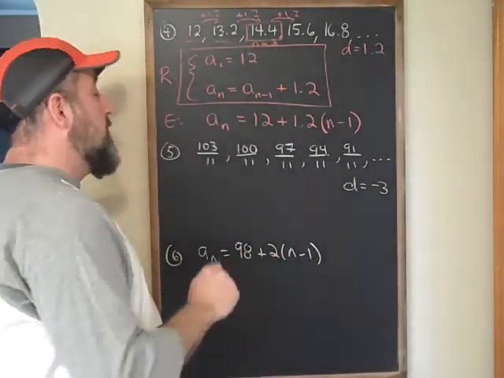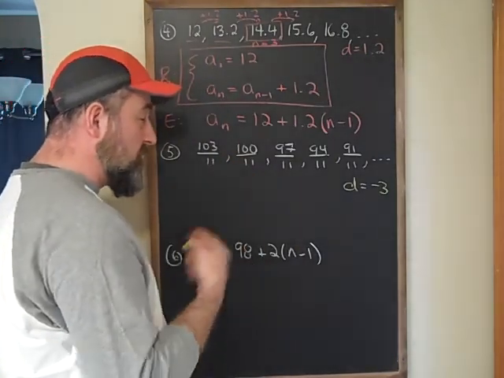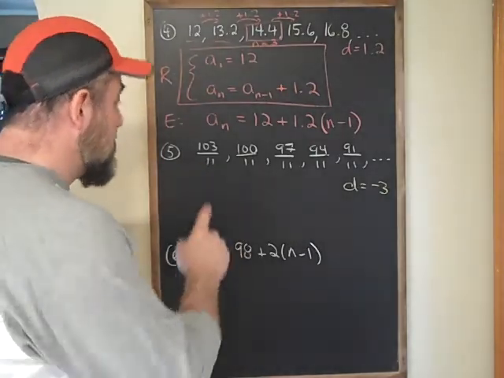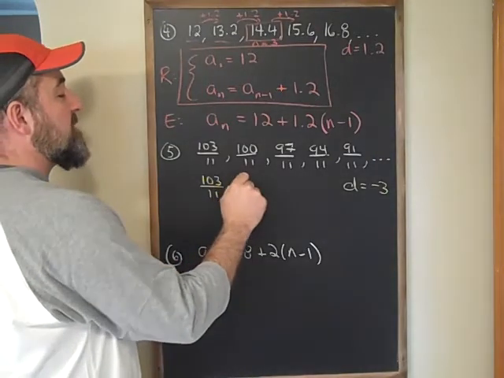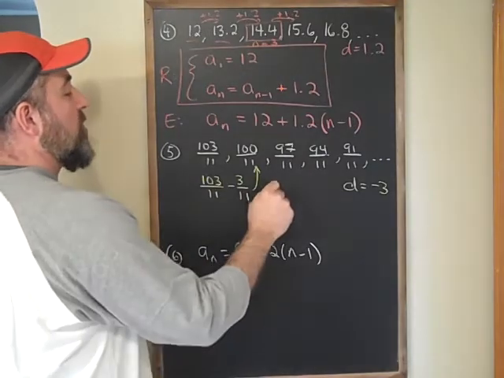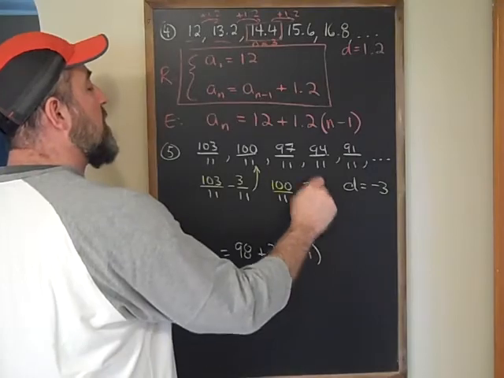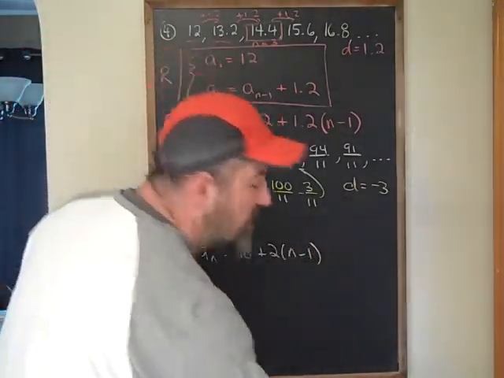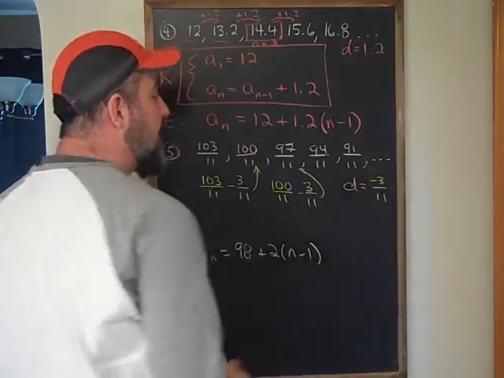wrong. You have to remember that when you're adding or subtracting fractions, if the denominators are the same, you can combine the numerators. So you have to realize that 103 elevenths minus 3 elevenths gets you 100 elevenths. And 100 elevenths minus 3 elevenths gets you 97 elevenths. So the constant difference isn't negative 3. The constant difference is negative 3 elevenths.